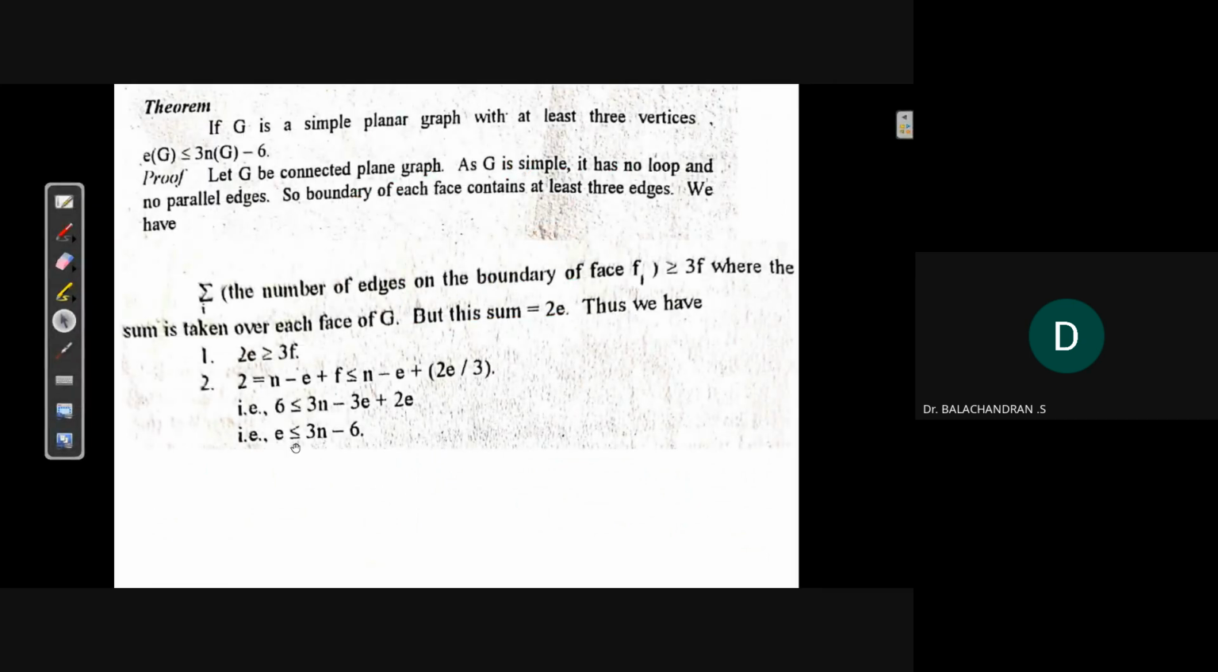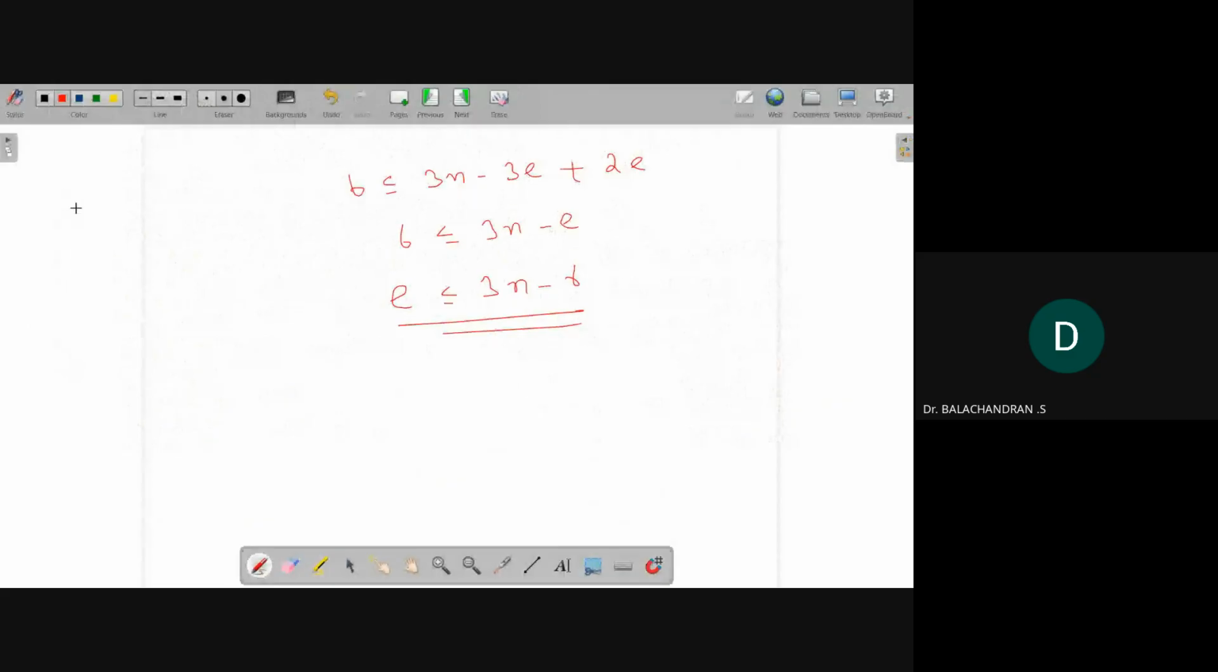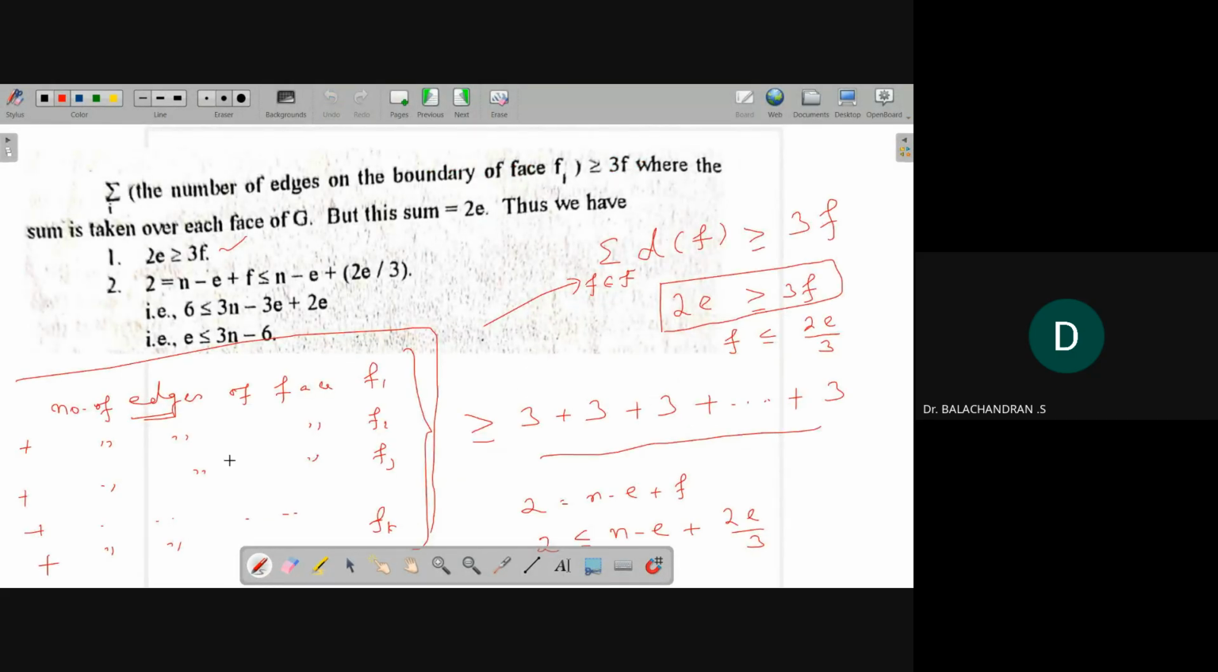Okay. So E is less than or equal to 3n minus 6. The idea is this. I am just counting the number of edges of each face. The number of edges of each face is a minimum of 3. So totally, how many faces will I take? F1 plus F2 plus up to Fk. I will take F faces.